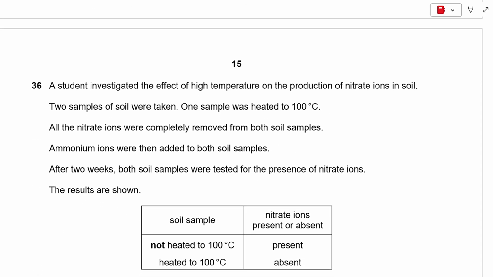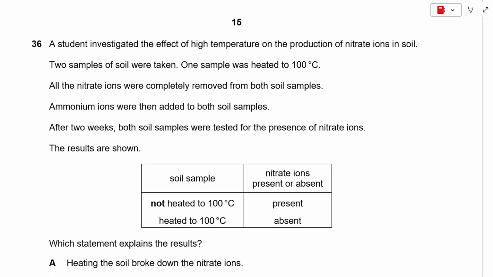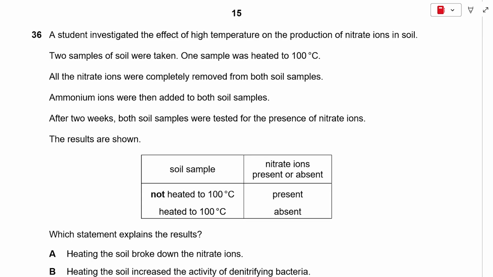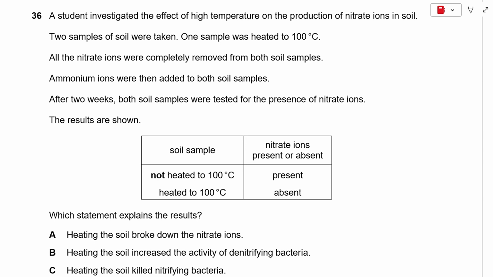Okay, question 36 says, a student investigated the effect of high temperature on the production of nitrate ions in the soil. 2 samples of soil were taken. 1 sample was heated to 100 degrees centigrade. All nitrates were completely removed from both soil samples. Ammonium ions were then added to both soil samples. After 2 weeks, both soil samples were tested for the presence of nitrate ions. The results are as shown here.